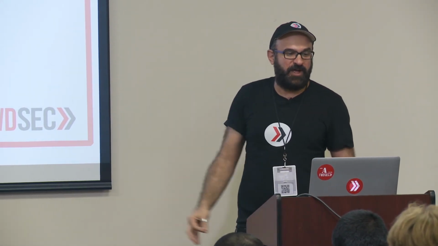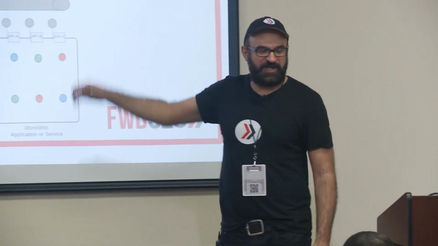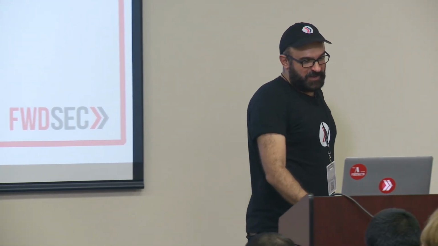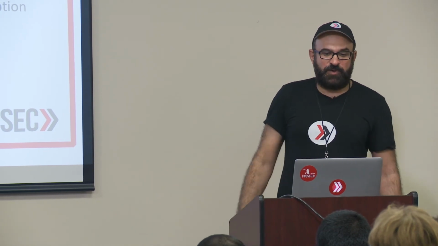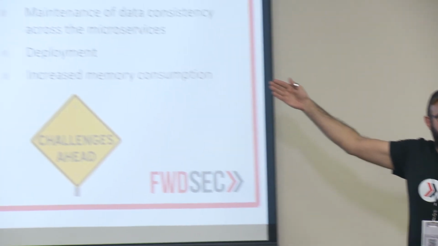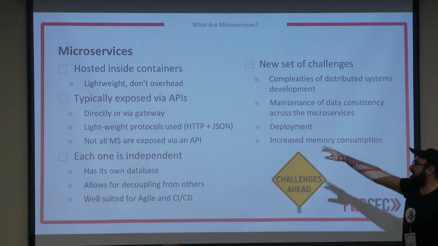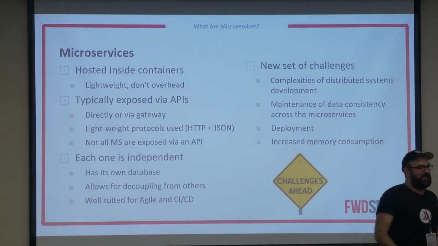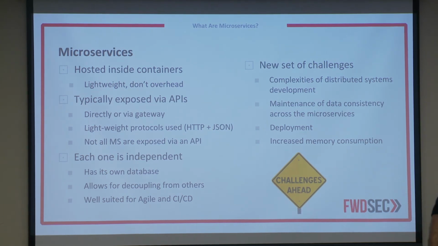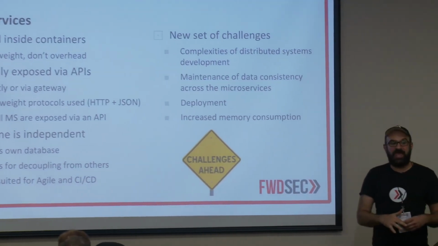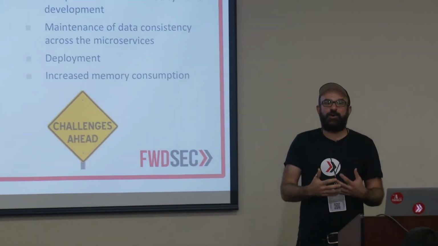So each microservice delivers a specific function. It's more fine-grained than SOA, and they typically communicate using an API gateway and HTTP as opposed to the heavier SOAP and SAML. Here are a few things about microservices. They're typically hosted inside containers. Again, they don't have to be, but typically they are. Containers are lightweight and don't have a lot of overhead. And typically these things are exposed via APIs, either directly or via API gateways.